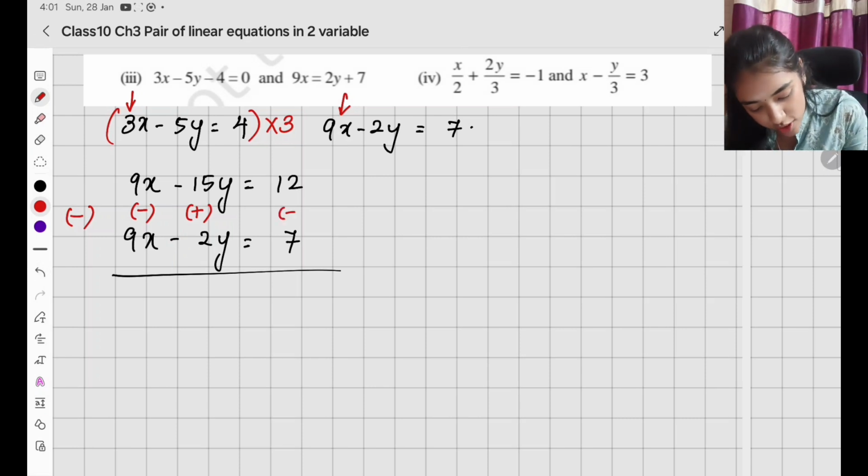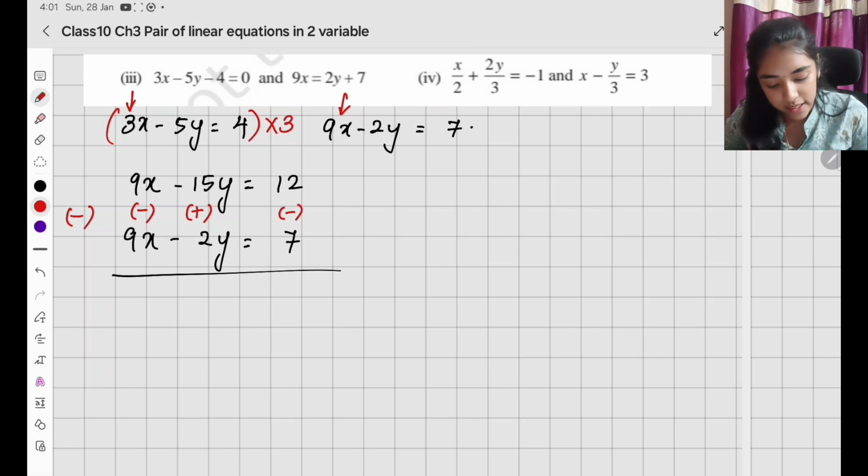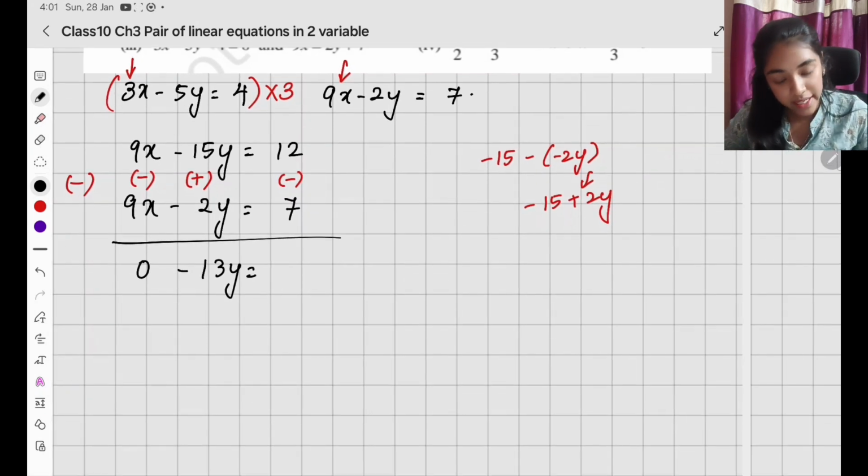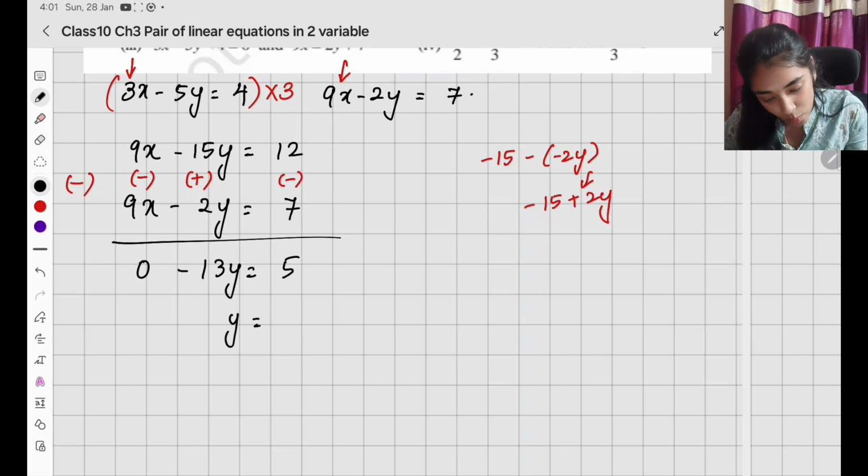Okay? And here also 12 minus 7. Okay? இந்த இடத்துல ஏன் plus போட்டேன்னு புரிஞ்சுதா? You have minus 15 minus of minus 2y. So this becomes minus 15 plus 2y. And the plus தான் இங்க போட்டிருக்கேன். Okay? Now we have 9x minus 9x is 0. Minus 15 plus 2y is going to be minus 13y. And this is going to be 12 minus 7 is going to be 5. So I have y equals minus 5 divided by 13.